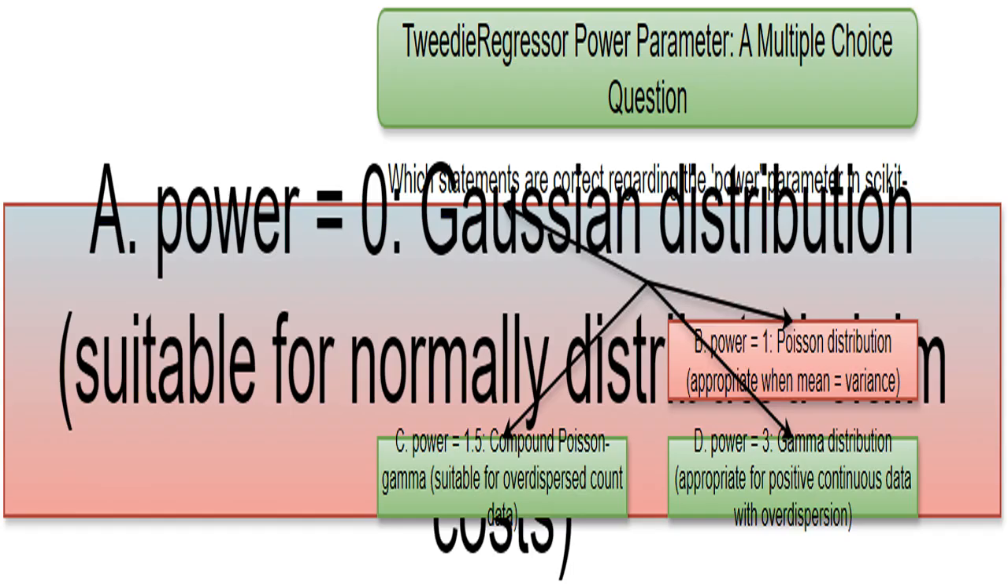Let's check this out. A power of 0 means we're using a Gaussian, or normal distribution. A normal distribution can have negative values, but insurance claims can't be negative. Therefore, this statement is incorrect.